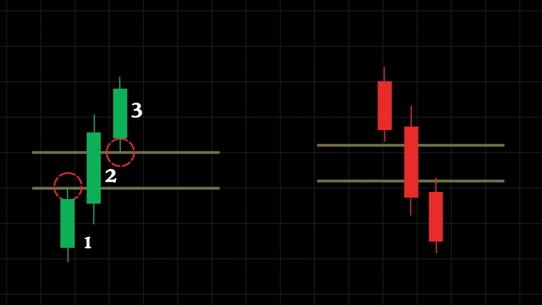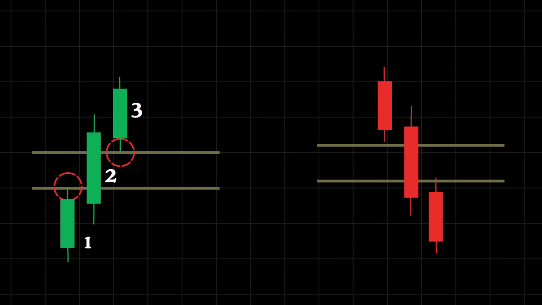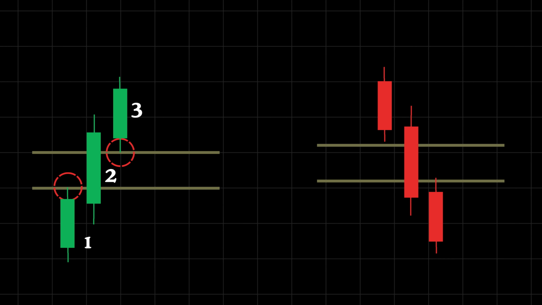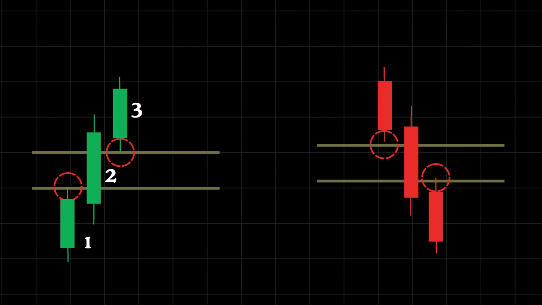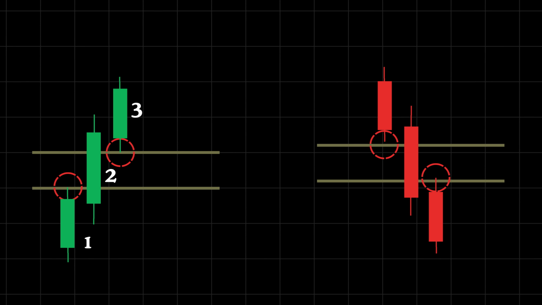This applies both ways. In bullish scenarios, the gap forms during a sharp move upward. In bearish setups, it appears as price drops swiftly. Just remember, if the first and third candles overlap the middle, there's no valid fair value gap, no matter how large the middle candle is.